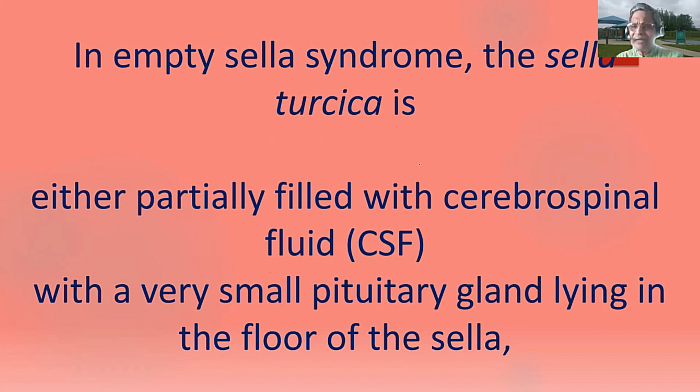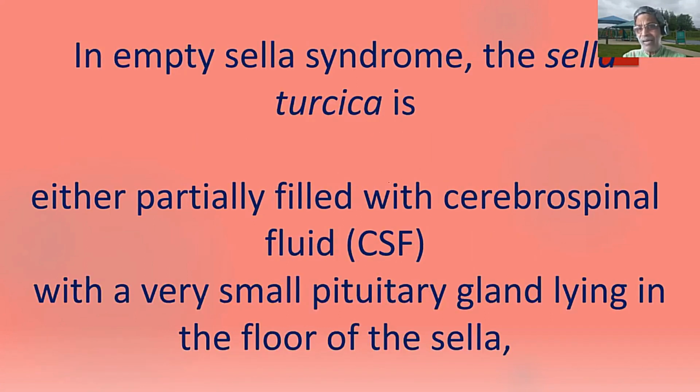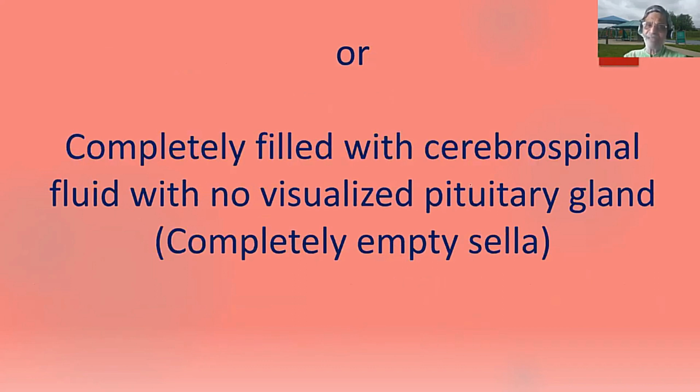What do you mean by that? The CSF pressure is directly being transmitted into the sella area and compressing the pituitary completely. That is called primary empty sella. That means the sella is either partially filled with cerebrospinal fluid or completely filled with fluid. That's all empty sella syndromes. The pituitary may or may not be completely compressed. In empty sella, CSF is there.